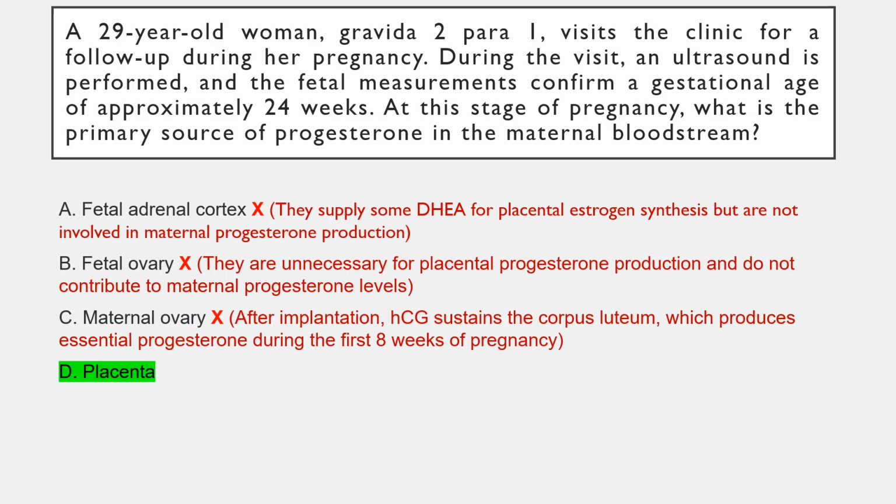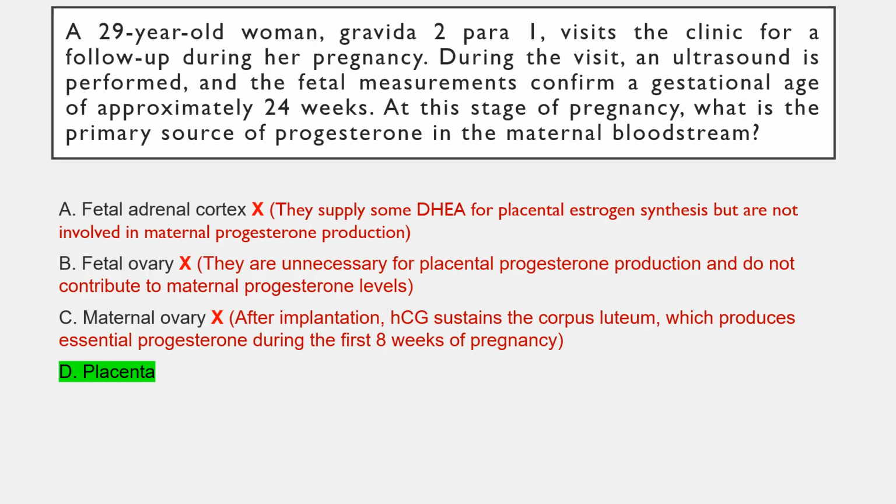Let's have a look at why the other options are incorrect. Option A is incorrect because the fetal adrenal glands do play a role in pregnancy, primarily by supplying dehydroepiandrosterone to the placenta. This dehydroepiandrosterone acts as a precursor for the production of estrogens. However, the fetal adrenal cortex does not contribute to progesterone production. Placental progesterone synthesis is independent of fetal adrenal input.